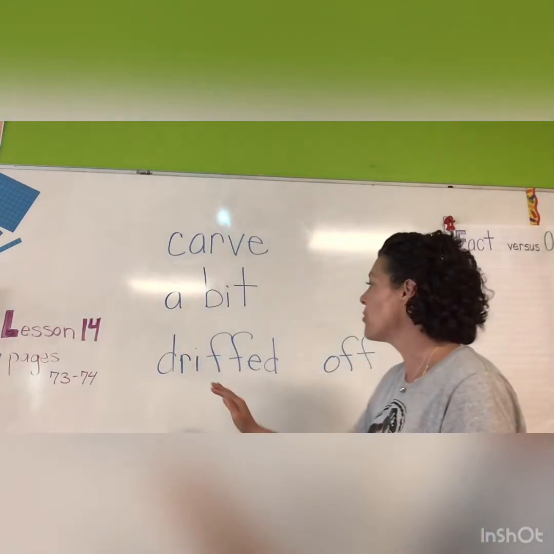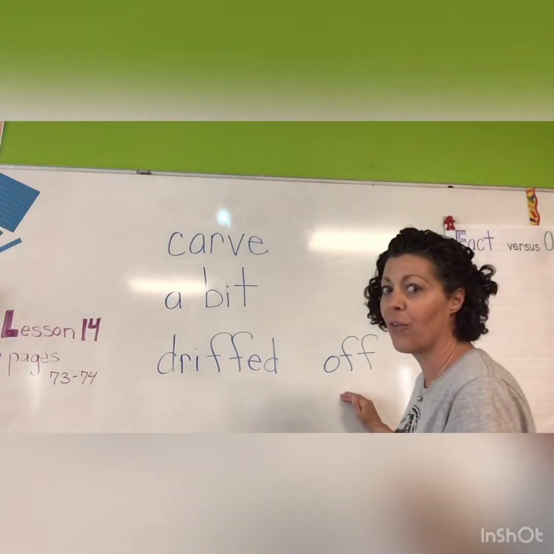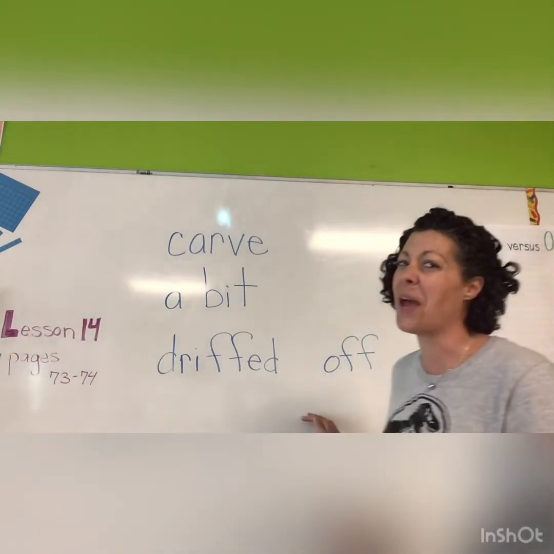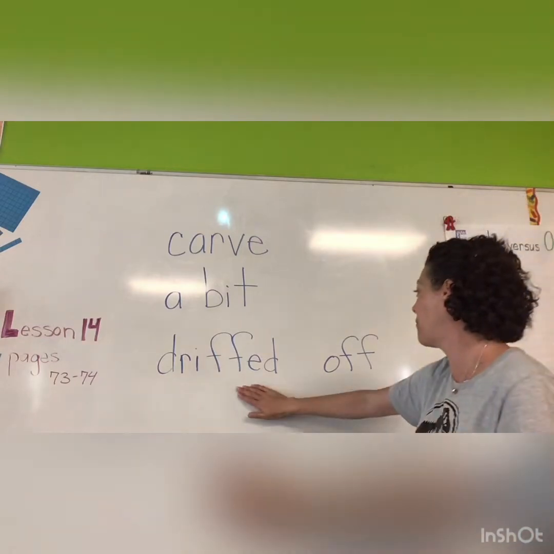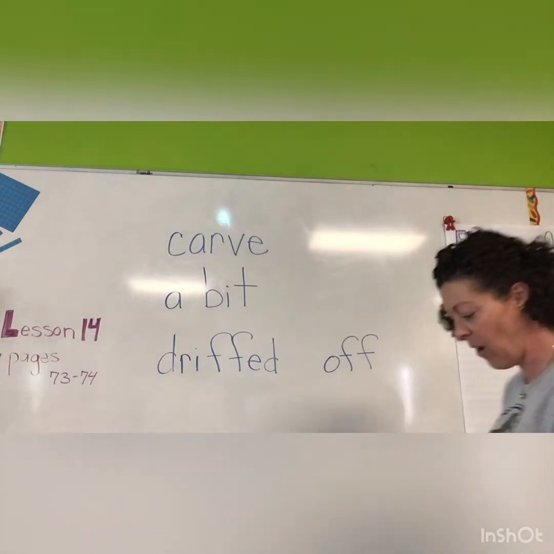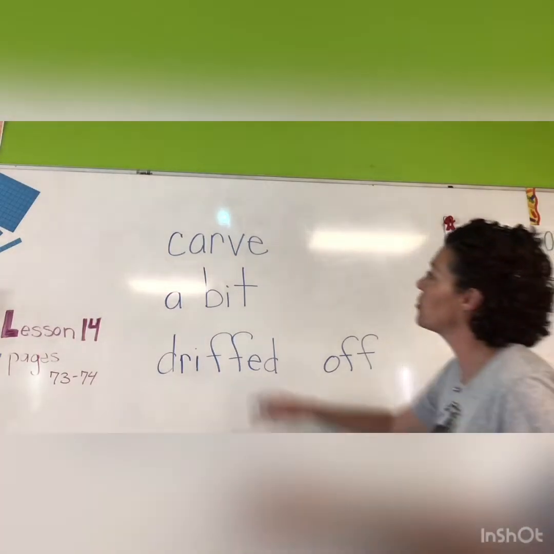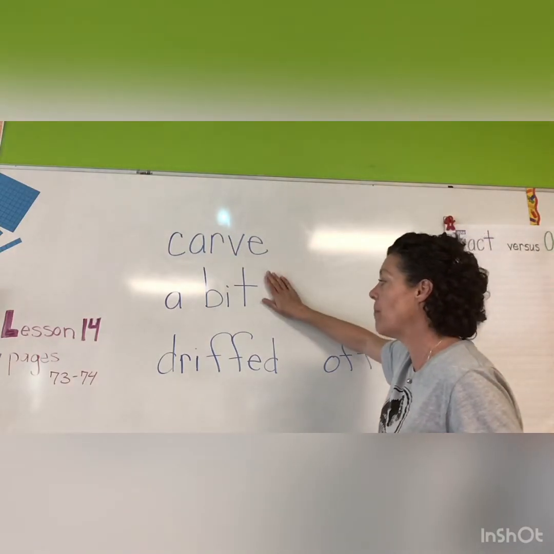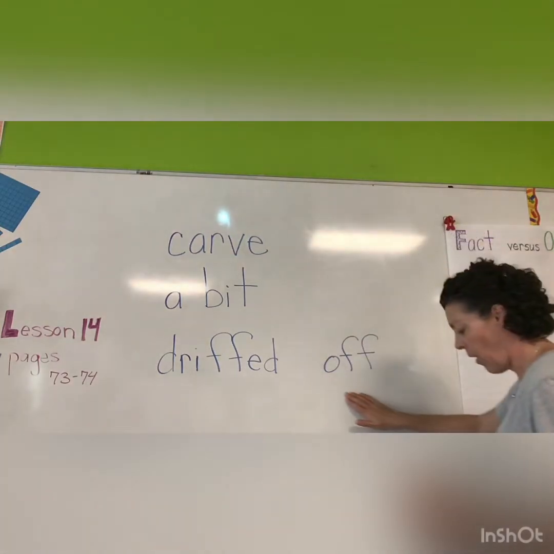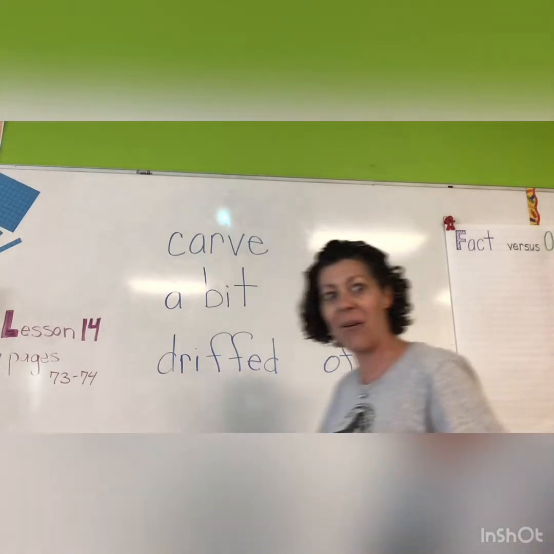Then we've got drifted off. If you read that and knew what that meant, I hope you're not drifting off. Drifted off. It gets carried away or blown off. The dirt drifted off the carrot when I pulled it out of the garden. Listen when we get to read our story. Carve, a bit, and drifted off, which means it got carried away.